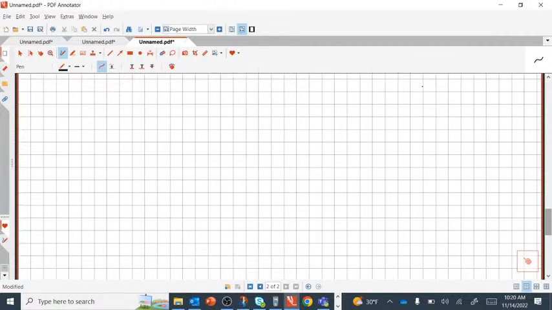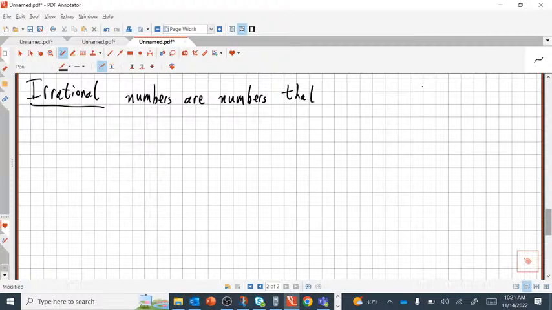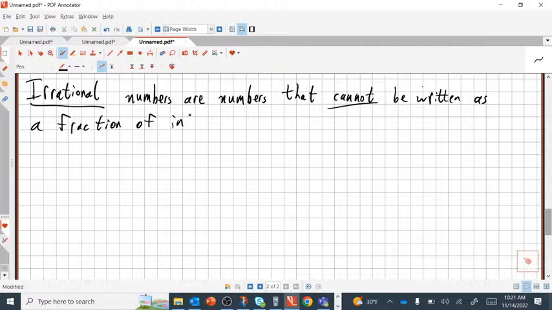So there are numbers that are called irrational numbers. Got a pencil? Irrational numbers are numbers that cannot be written as a fraction of integers. Irrational numbers are numbers that cannot be written as a fraction of integers.